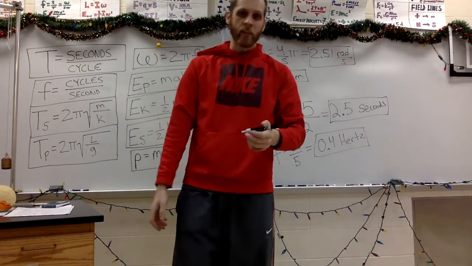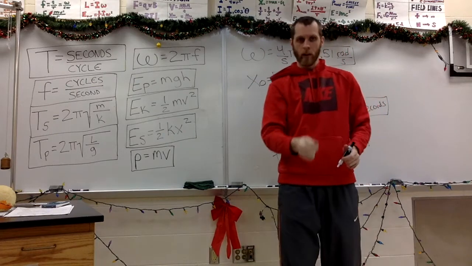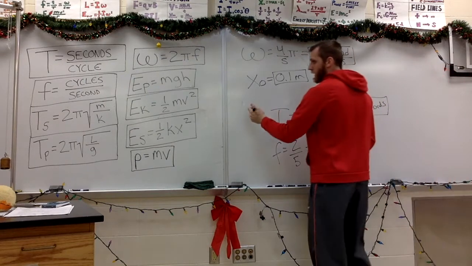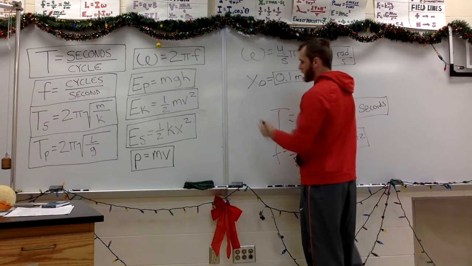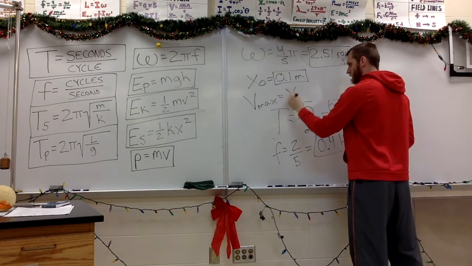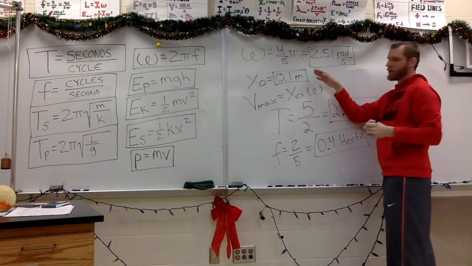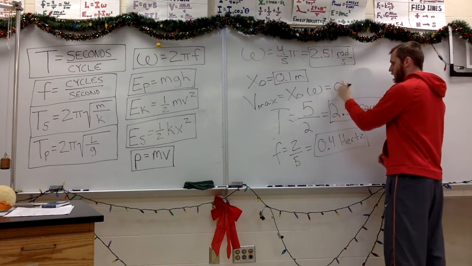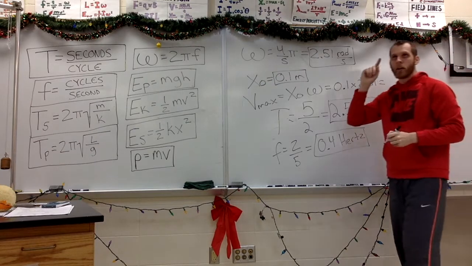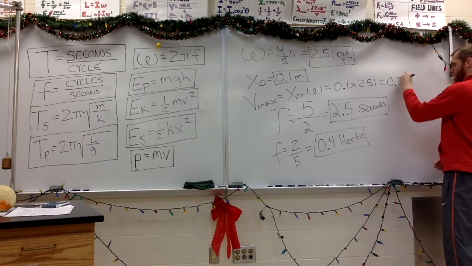Now, let's go one step further. What's the maximum velocity that this thing travels? Well, it started at 0, then it went to some maximum velocity, then it went to 0 again, then it went to some maximum velocity in the other direction. So the maximum velocity can be determined by, well, I erased that equation. But here's my Vmax equation. It's my amplitude times my angular frequency. And I have both those. It's 0.1 times 2.51, which is 0.251 meters per second.